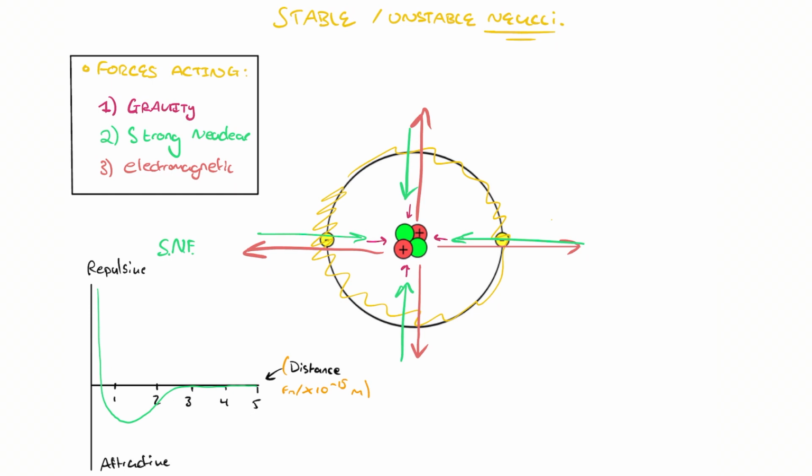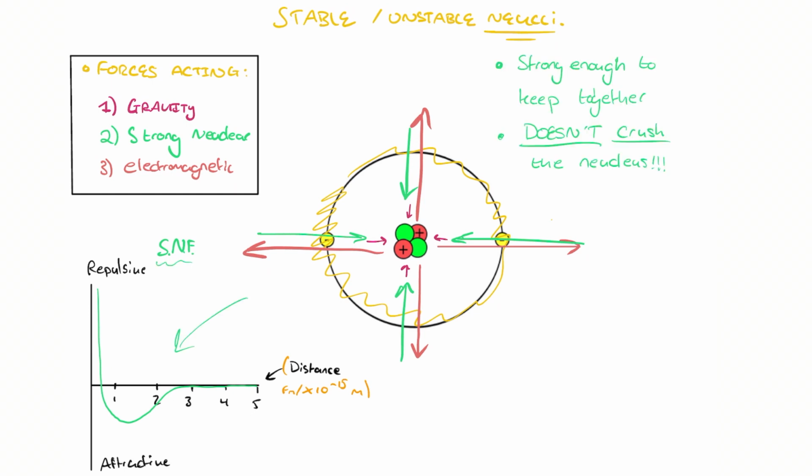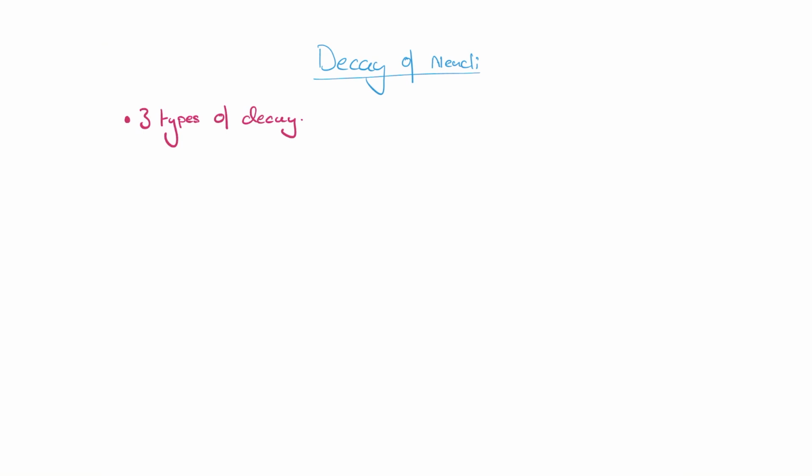But so that a nucleus isn't crushed to a point, it must be repulsive at a small distance, which we found to be around 0.5 femtometers. With the strong nuclear force covered, let's talk about nuclear decay. There are 3 types of decay that a nucleus can undergo.